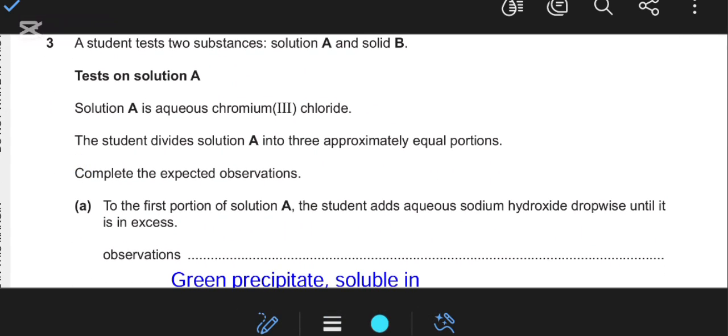Now moving on, next we have chromium nitrate over here. We have chromium chloride over here. So we have to check the tests on solution A, which is chromium chloride.